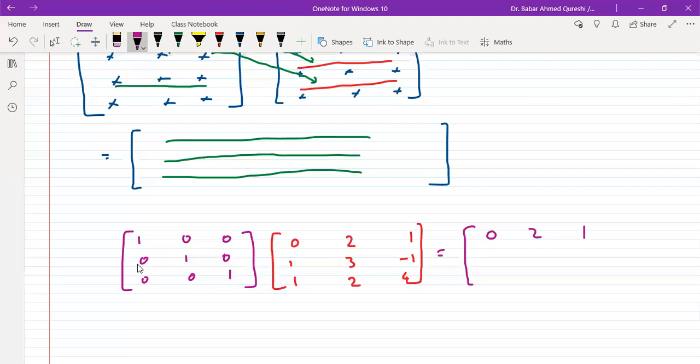Now you have to construct the second row. You again make the linear combination of these rows. Since you have only put the 1 in the second place, you get the second row back. Similarly, the third one. These two are multiplied by 0. Only the third place has a 1, so you get the third row back.